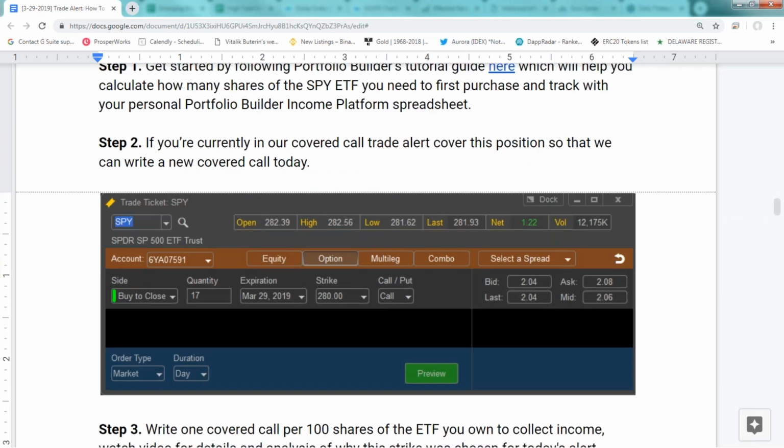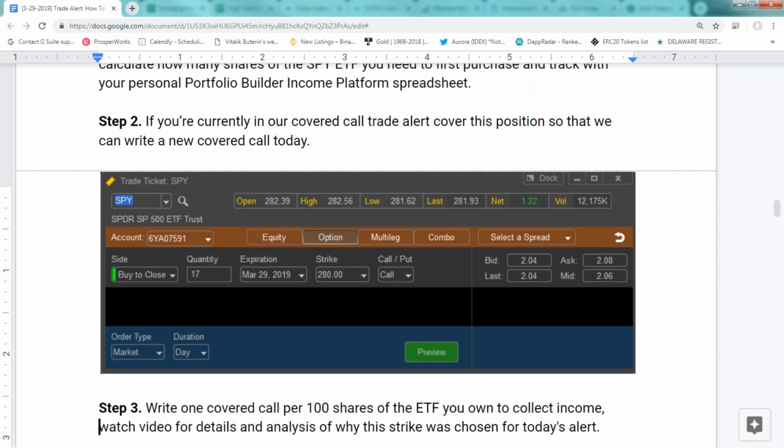The first step today was to cover our covered call from Wednesday. And so we had a 10% profit on the covered call because we were able to buy it back for slightly less, but our underlying asset increased in value significantly. So this was a good 48-hour period for us.